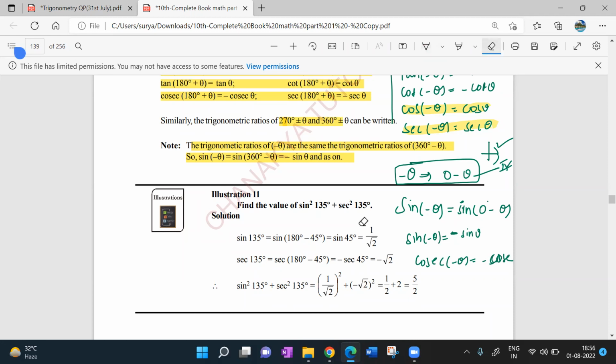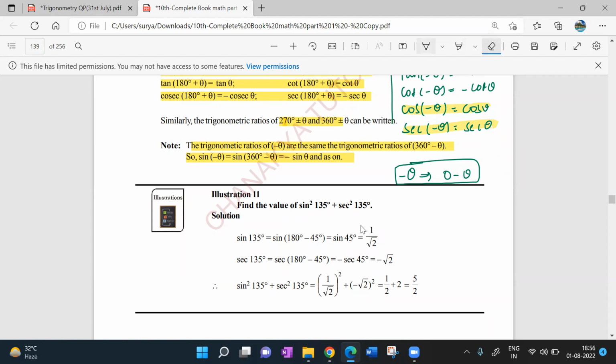All right, cosec also will be negative. Everyone will be negative except cos and secant. Why? Because in the fourth quadrant, 0 minus theta is nothing but the fourth quadrant. In the fourth quadrant, only cos and secant will be positive.